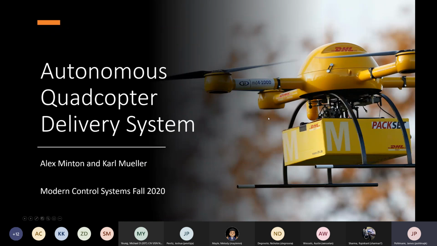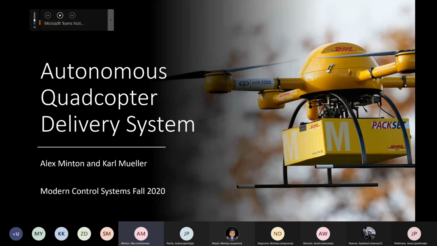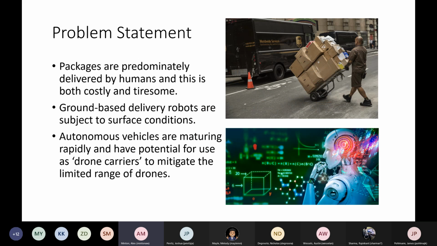All right, my name is Alex Minton, and my partner's name is Karl Mueller, and we're doing an autonomous quadcopter delivery system, as you can see over here with the package and the quadrotor. Our problem statement: packages are predominantly delivered by humans, which is both costly and tiresome. The problem with ground-based delivery robots is that they're subject to surface conditions. We also know that autonomous vehicles are maturing rapidly and have potential for use as carrier drones to mitigate the limited range of drones.